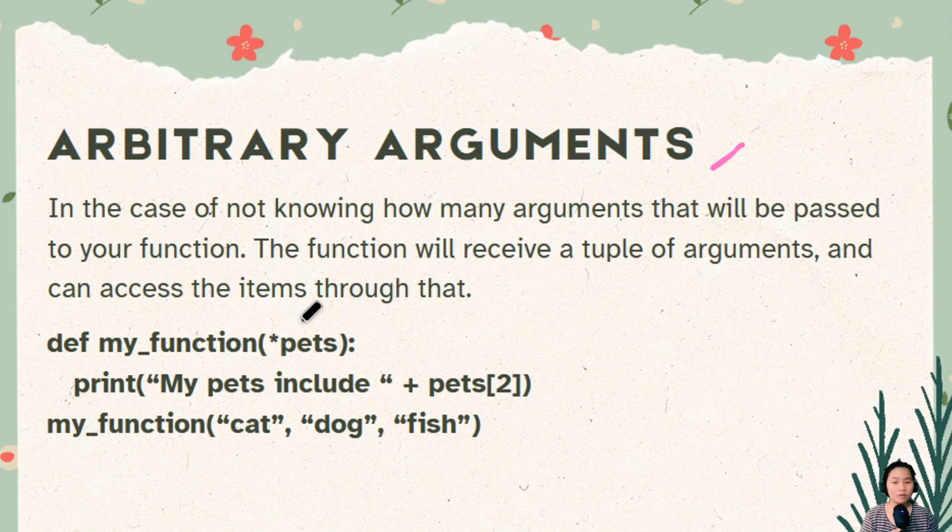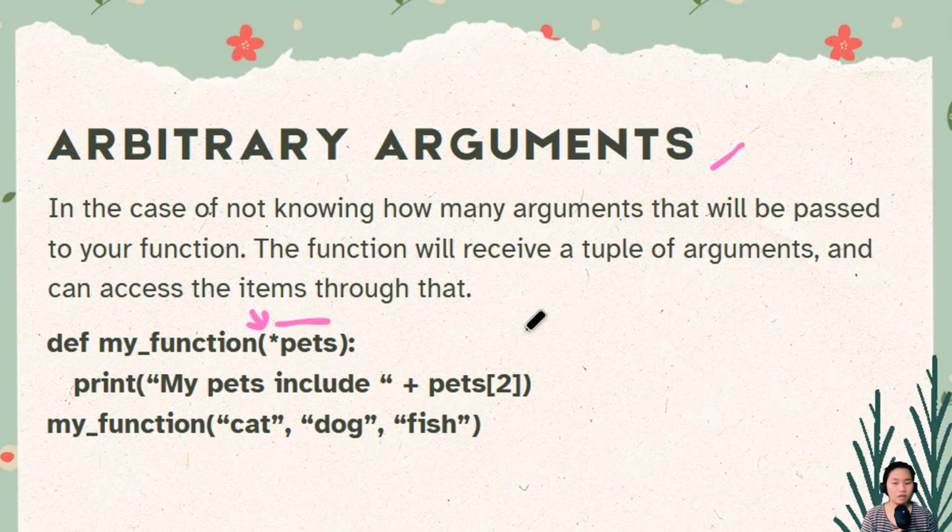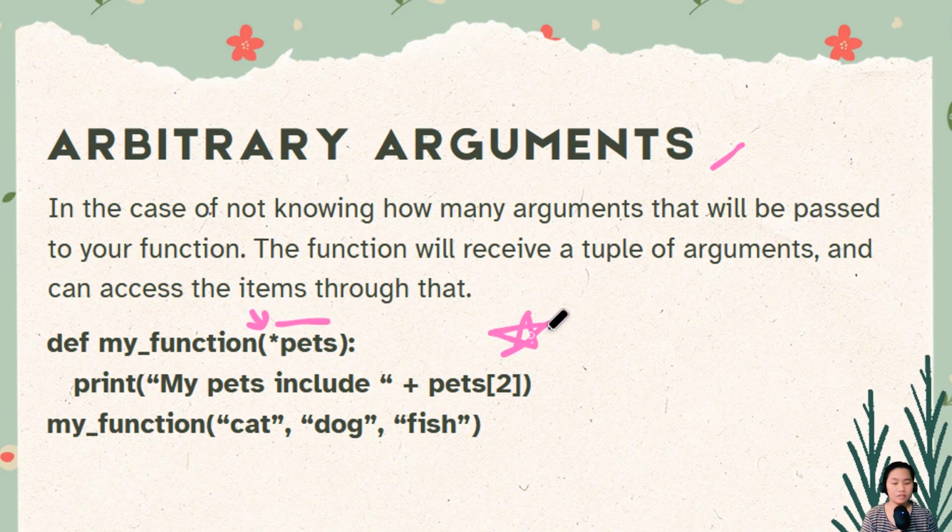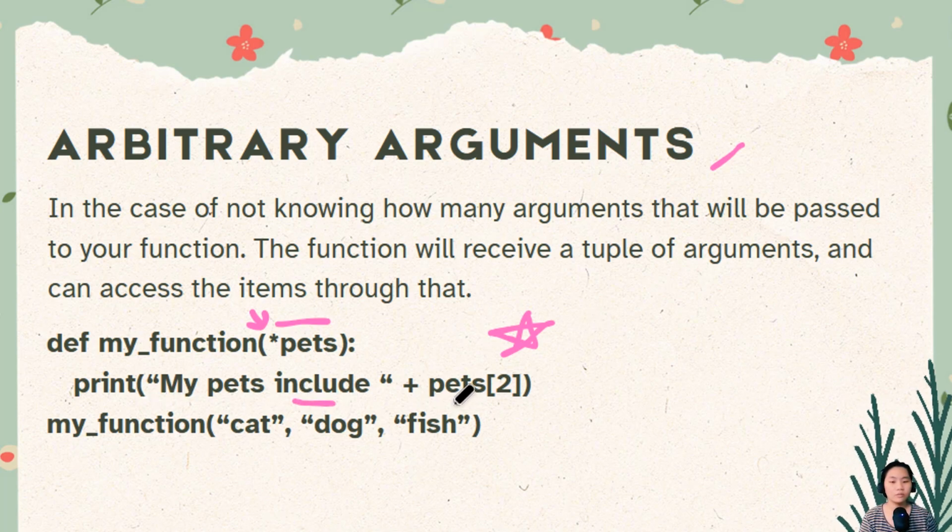def my_function, once again, we have *pets. Now, this little star right here, this asterisk, okay, that signifies to Python that this is an arbitrary argument. You don't know how many you're going to pass in. Print "My pets include", pets[2].